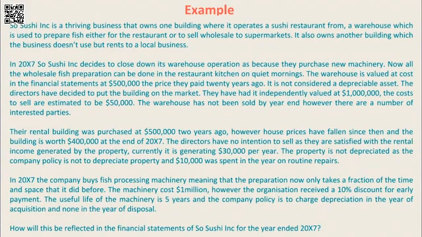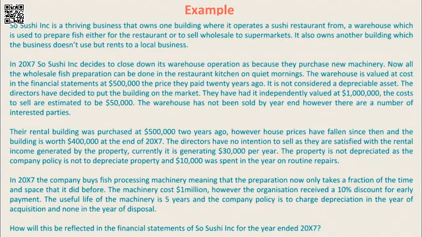The property is not depreciated as the company policy is not to depreciate property, and $10,000 was spent in the year on routine repairs. In X7, the company buys fish processing machinery, meaning that the preparation now only takes a fraction of the time and space that it did before.